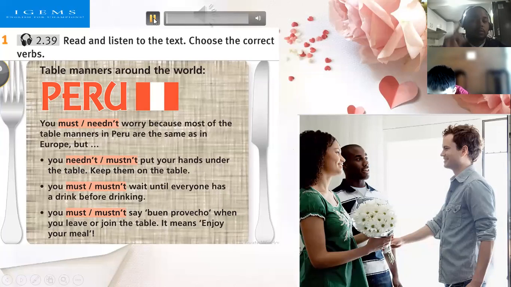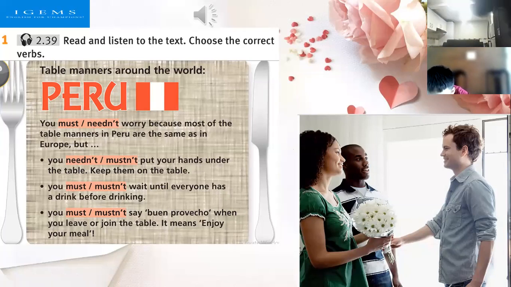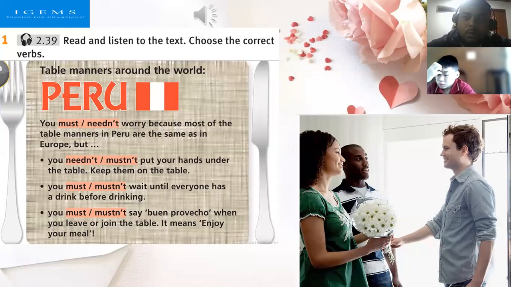Lesson 7B, Exercise 1. Table manners around the world. Peru. You needn't worry because most of the table manners in Peru are the same as in Europe. But you mustn't put your hands under the table. Keep them on the table. You must wait until everyone has a drink before drinking. You must say buen provecho when you leave or join the table. It means enjoy your meal.